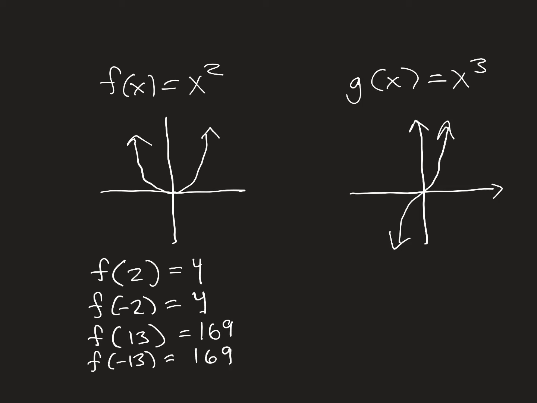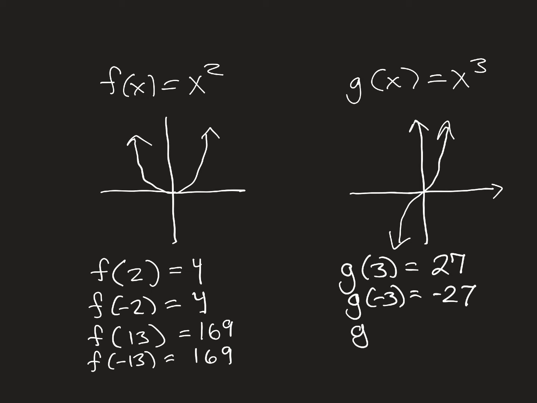Okay, now let's look at g of x. Let's do a few points here. If I did g of 3, I would get 3 cubed, or 27. But g of negative 3, I still have that 27, but it'd be negative 27. Similarly, if I did g of 4, I would get 64. And g of negative 4 would be very similar. Still have the 64, but it'd be negative 64. And you can even see from the graph, positive x values are resulting in positive y values, and negative x values in this case are resulting in negative y values.